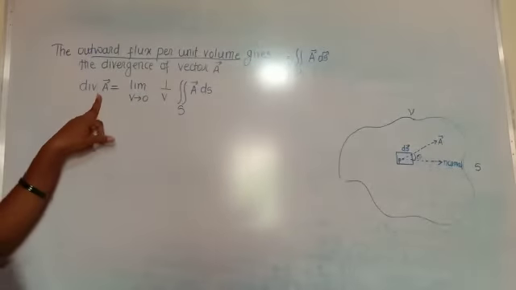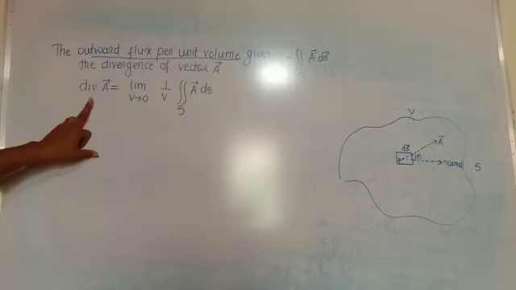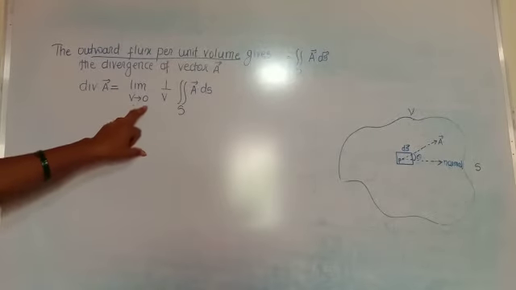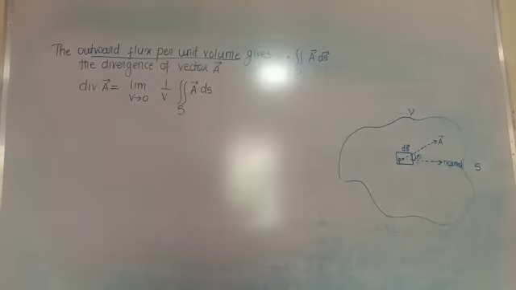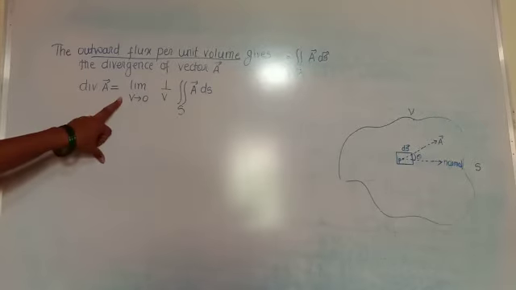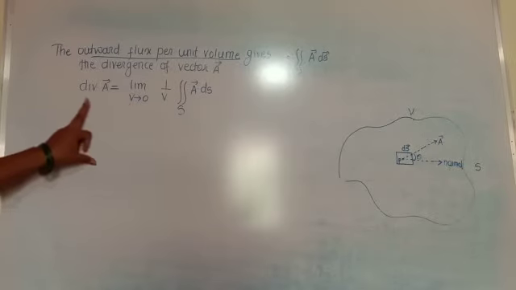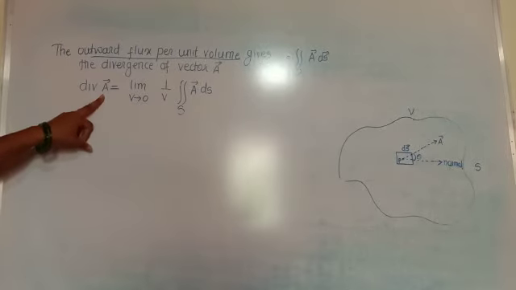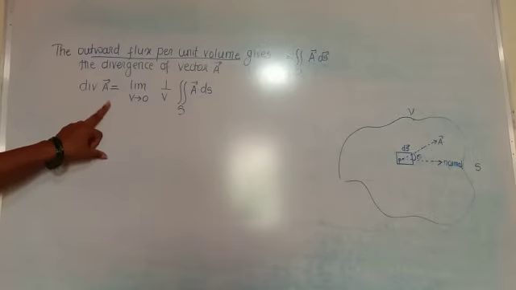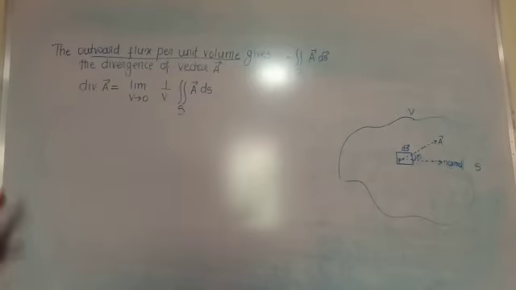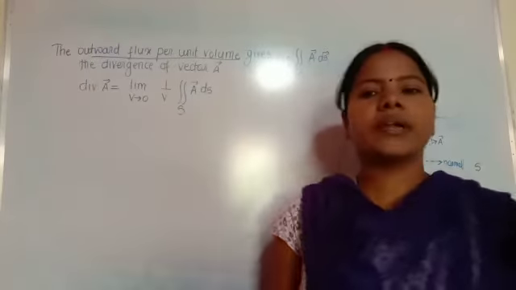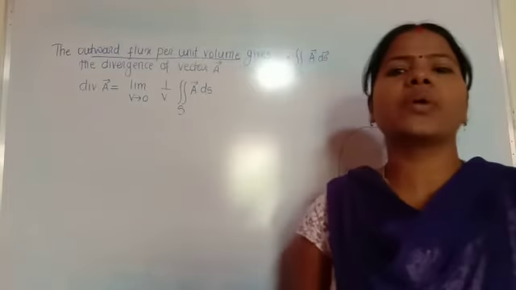So according to the relation, divergence of A is equal to the limit as v tends to 0 of 1 by v times the outward flux. So the divergence of the vector field A at a point is equal to the outward flux per unit volume, through a closed surface.